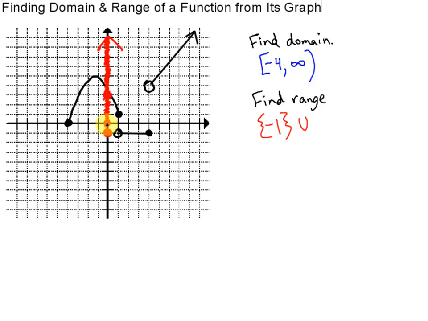It starts at a y value of 0 and goes up to infinity. That's an interval, so we'll use parentheses and brackets. 0 is included, so we have a bracket. Infinity is not, so we use a parenthesis. And there are the domain and the range for this function.